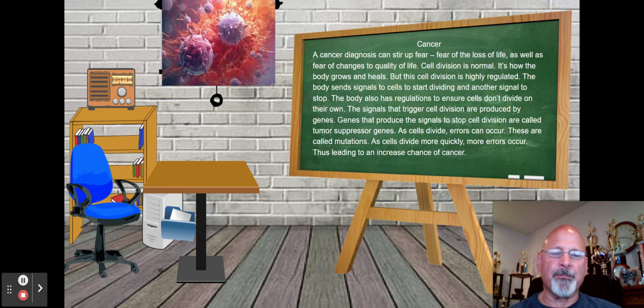Cell division is normal, it's how the body grows and heals, but cell division is highly regulated. The body sends signals to the cells to start dividing and another signal to stop. The body also has regulations to ensure cells don't divide on their own. The signals that trigger cell division are produced by genes. Genes that produce the signals to stop cell division are called tumor suppressor genes.